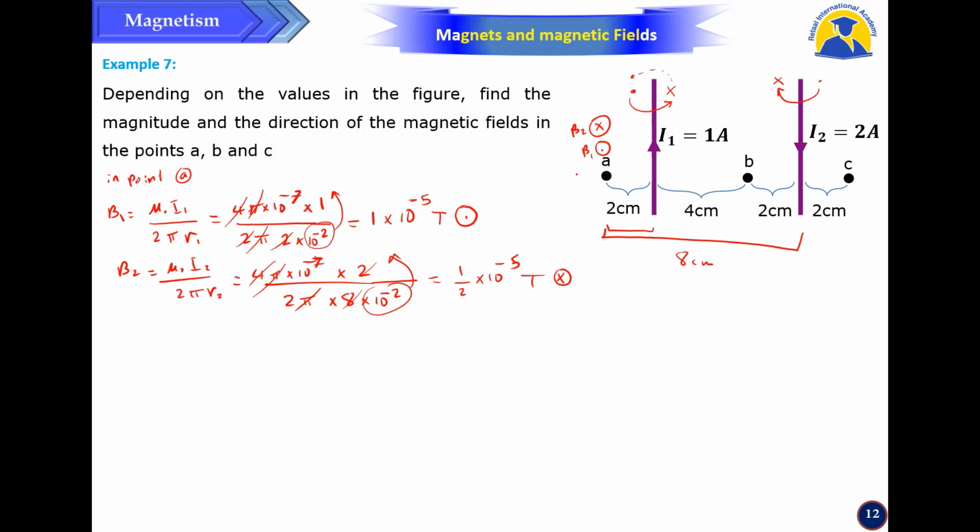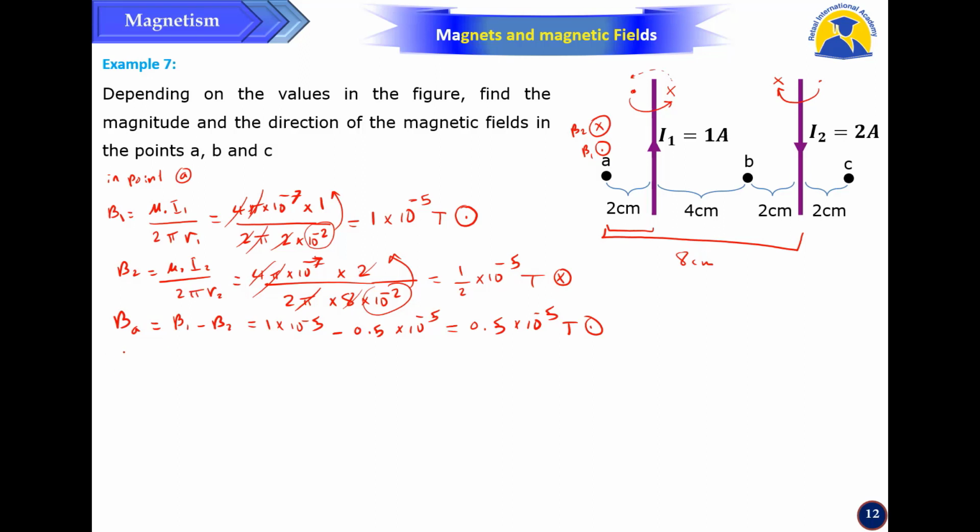So to find the resultant magnetic field in A, we say BA will equal the highest minus the lowest. So it will be B1 minus B2 because the direction of magnetic field will follow the direction of the highest magnetic field. So it will be 1 multiplied by 10 power minus 5 minus half multiplied by 10 power minus 5. So the answer will be 0.5 multiplied by 10 power minus 5 Tesla with the highest, which means dot or positive Z axis.